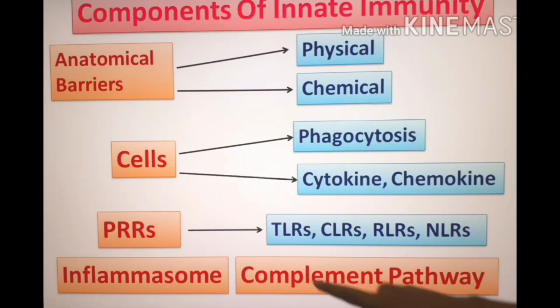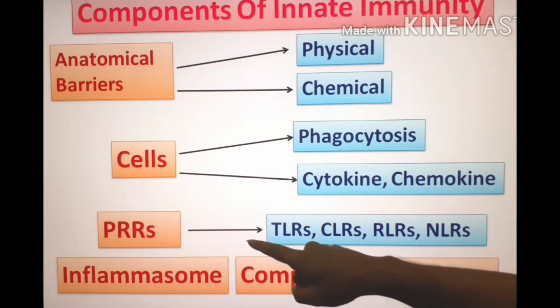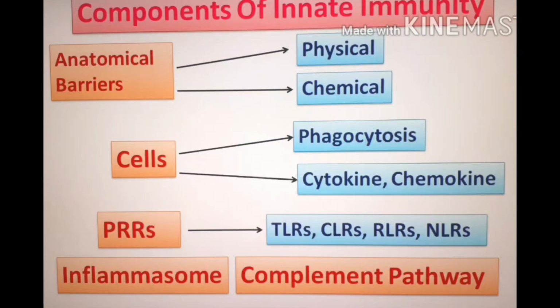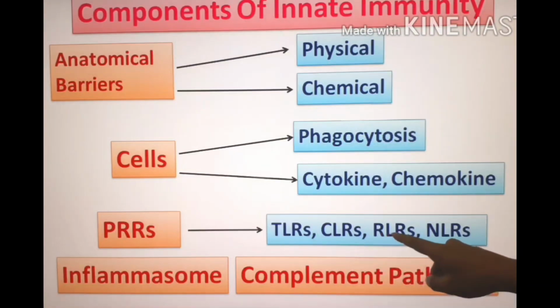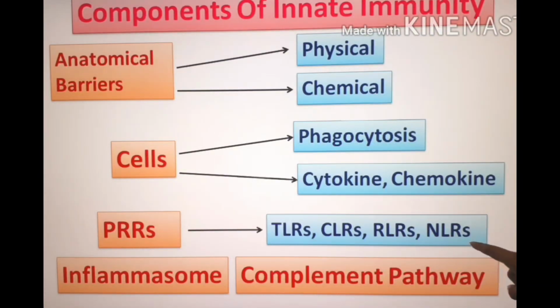There are some important receptors called pattern recognition receptors. They can recognize PAMP, a signature molecule of a pathogen. The full form of PAMP is pathogen-associated molecular pattern. Examples of pattern recognition receptors are toll-like receptors, C-type lectin receptors, retinoic acid-like receptors and NOD-like receptors. The other components are the inflammasome, which is a supramolecular complex, and the complement pathway.